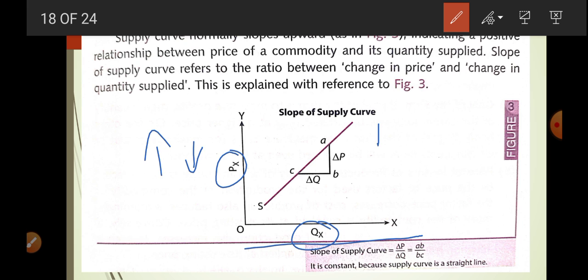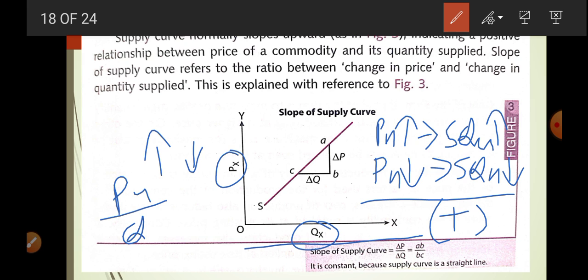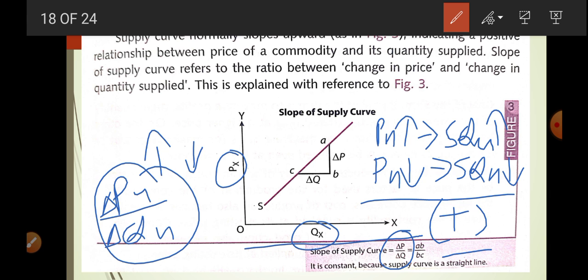We find positive relation. If price of x increases, in return we find supply of quantity x also increases. If price of x reduces, supply of quantity x also reduces. So we find positive relation. Price of x upon quantity of x is the slope of the supply curve. Here you can see del p upon del q is the slope of the supply curve, and it is going to be a straight upward line. Why? Because we find positive relation.